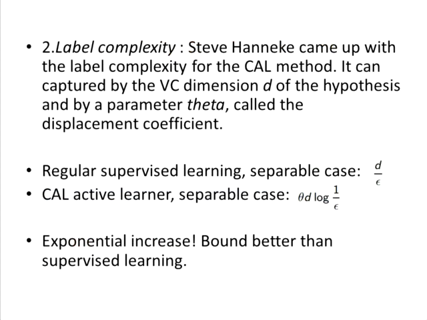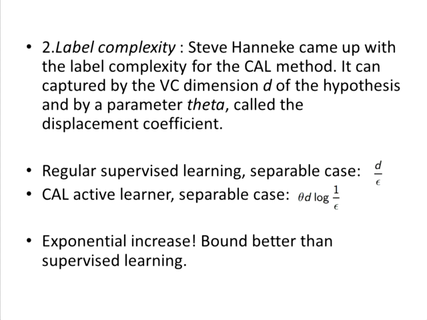The second problem that we have is that of label complexity. That again has been solved for this CAL method. It was solved by Steve Hanneke, who said that the label complexity for the CAL method can be captured by the VC dimension D of the hypothesis class and by a parameter theta called the disagreement coefficient.